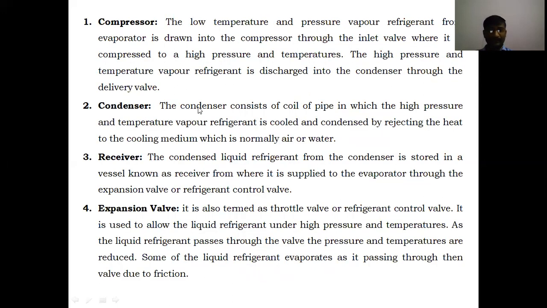Then the condenser. The condenser consists of a coil of pipe, only a coil of pipe, in which the high pressure and temperature vapor refrigerant is cooled and condensed. Cooling means dropping temperature. Condensed means a phase change occurs at constant temperature. It is cooled and condensed by rejecting the heat to the cooling medium, which is normally air or water.